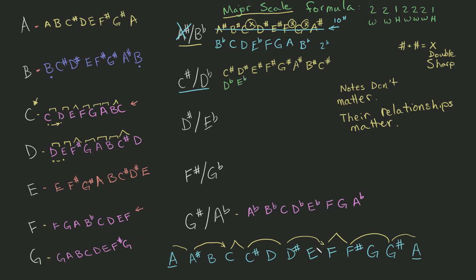E sharp is the same thing as F, right? So we just go on F. F sharp is the same as G flat. F sharp is here. G flat is the same thing. G sharp is A flat. A sharp is B flat. B sharp is C, and finally C sharp is D flat again.